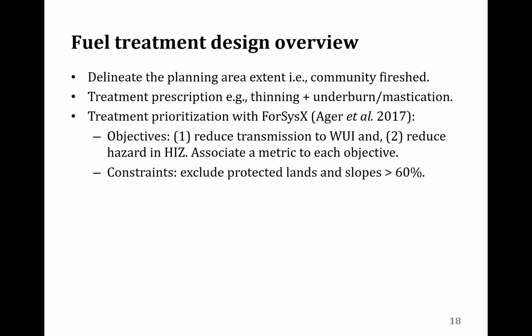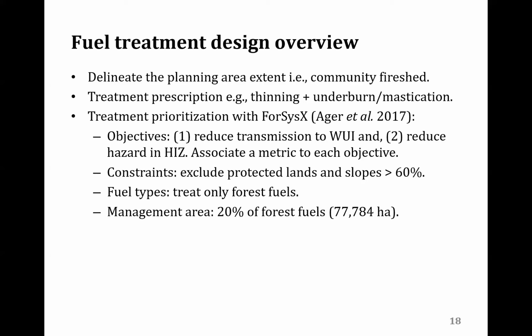We have some constraints. We excluded protected lands and also slopes higher than 60%. In terms of fuel treatments, we treated only the forest fuels. The management area was 20%. This is an effective intensity to achieve substantial reductions in the burn probability. It will depend on the landscape, of course, but it's between 18 and 25%. You can check some previous papers of Marfini and Alan Ager, and this is why I used the 20%.